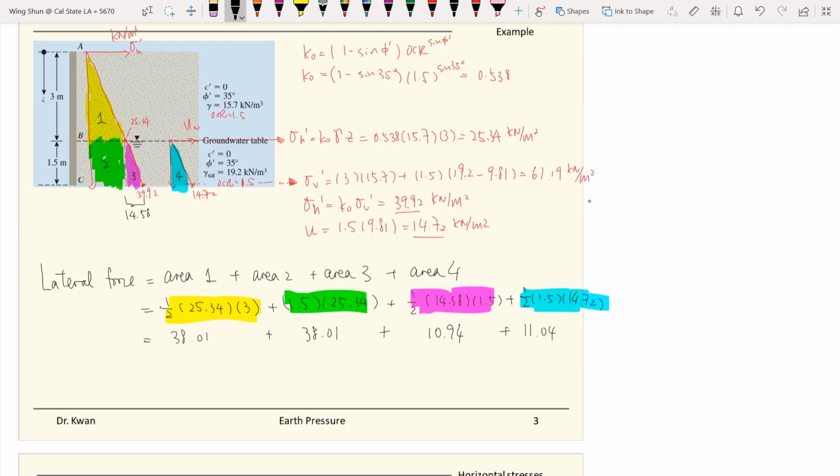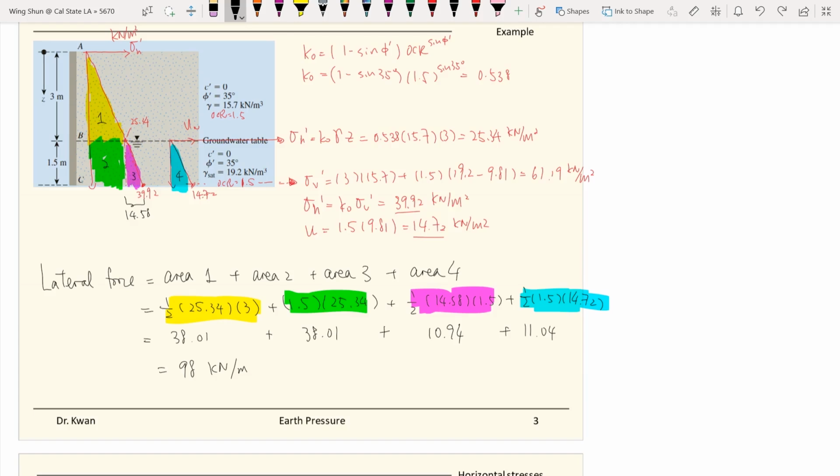The resultant force is equal to 98 kilopascal, just kilonewtons per meter for this case. So this is the force per meter, the unit length into and out of the page. So this is not stress, it's a force, force per unit length. So we have answered the question of the magnitude of the lateral force.